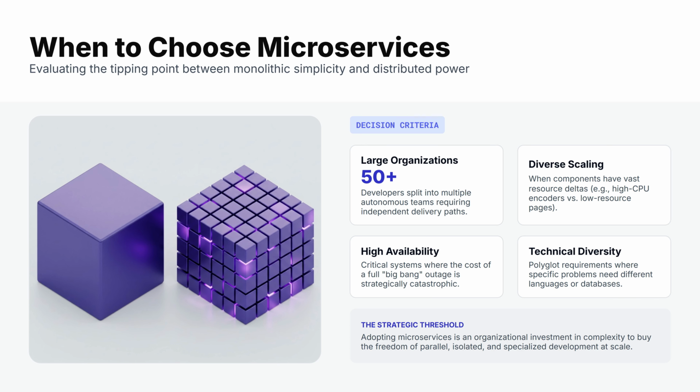When to choose microservices? Large organizations, when you have 50+ developers split into multiple teams. Diverse scaling needs, when different parts of the system have vastly different resource requirements, for example, a high CPU video encoder versus a low CPU settings page. High availability requirements, when the cost of a full system outage is catastrophic. Technical diversity requirements, when different problems are best solved with different languages or databases.